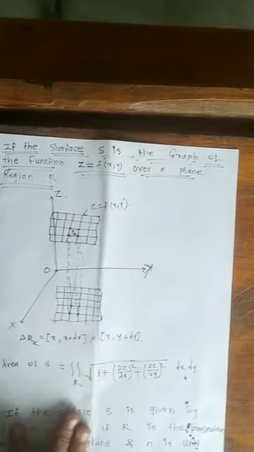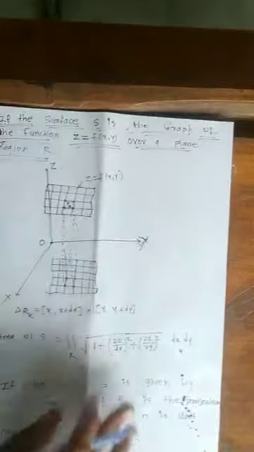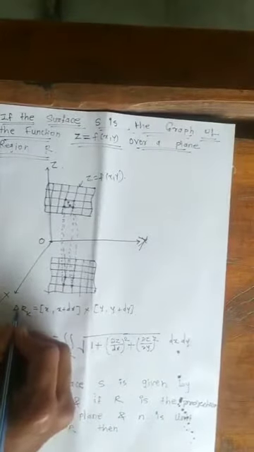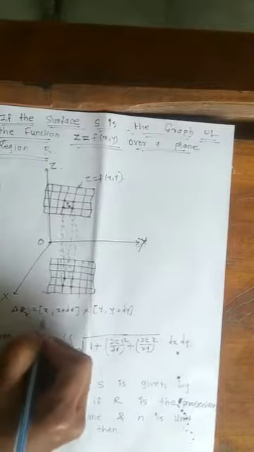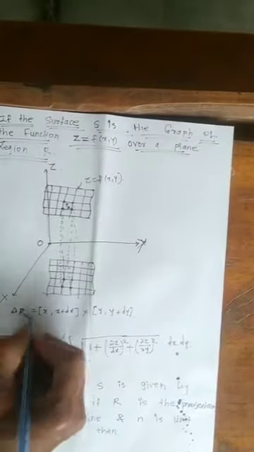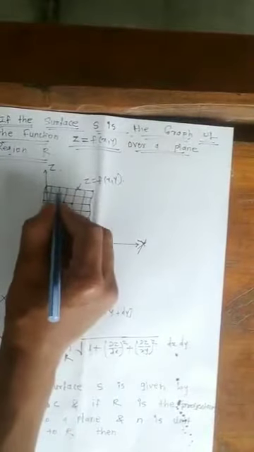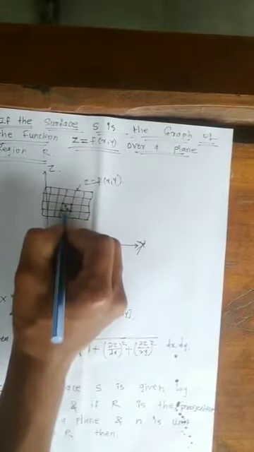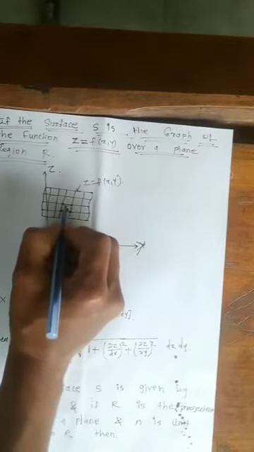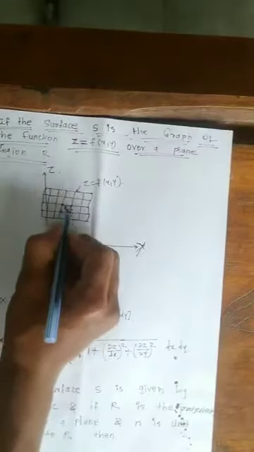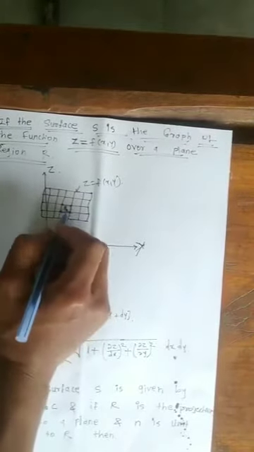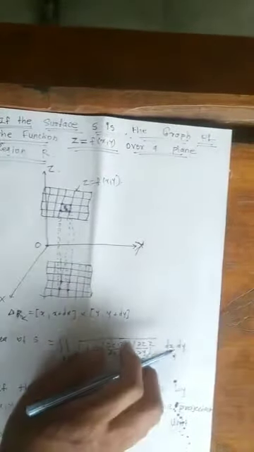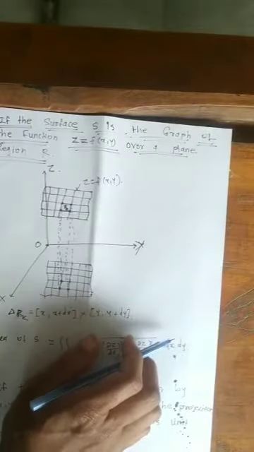So here we have a diagram in the xyz plane. Delta of Rk, where R stands for a rectangle, is a small rectangle. Suppose we call it Rk, then first you find the area of this Rk, the unit area, and then integrate that unit area within the limits, and then we get the area.